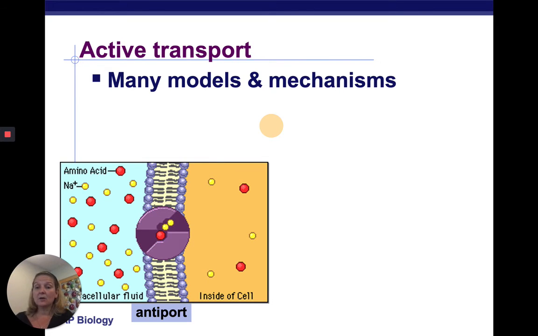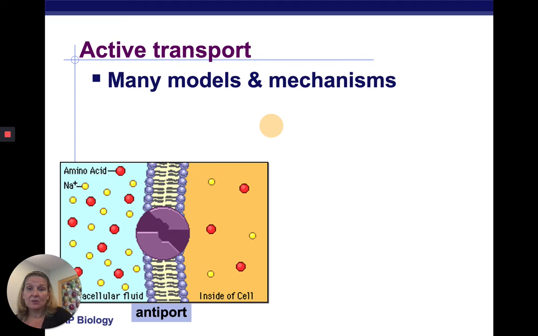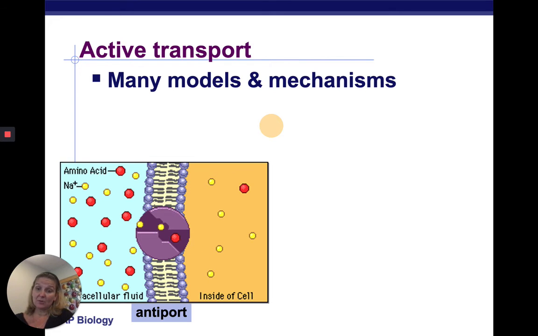So here we have something called antiport. So you have 2 sodiums going in and 1 amino acid coming out. Let's see if I can show that again. See the 2 sodiums in, 1 amino acid out. So sometimes you will have 2 things being moved, like the sodium potassium pump, and an antiport means they're going in different directions. Okay?